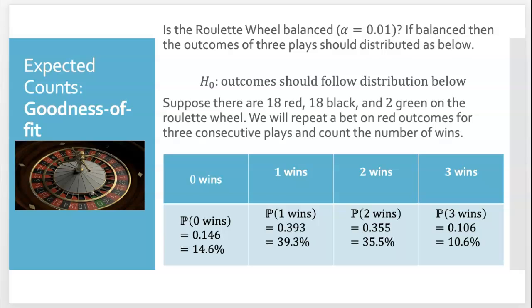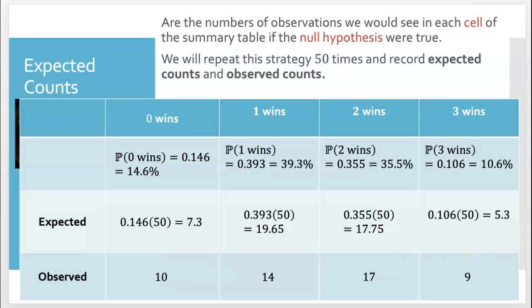Here we're just saying, if this wheel is perfectly balanced, these are the number of wins I would expect out of 3, and here's the probability of these wins out of 3. And we constructed this table where we had the expected outcome per cell and the observed outcome per cell.